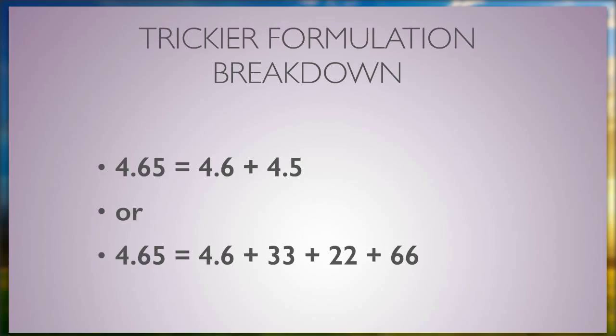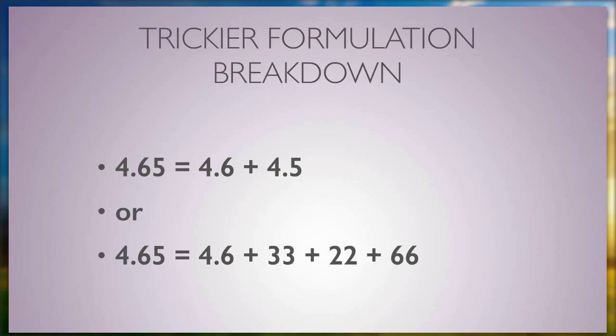Okay, so I told you guys I like purple, or shades of purple and mahoganies right now. So 4.65, right, should be some 4.6 and some 4.5. That should give me that, right?